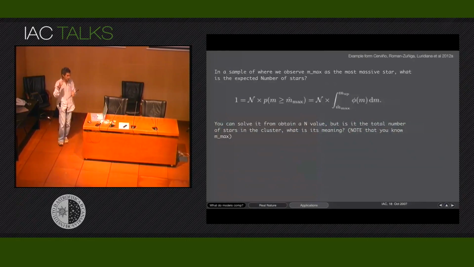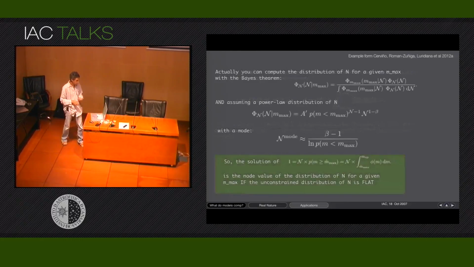Now think in another way. We have a sample where we observe the most massive star in the cluster. That is a quite observational issue. You can always see the most luminous stars, which are the more massive ones. What is the number of stars and hence the mass that you have there? You put this in the equation, but now you don't know the number of stars, and you know this value.